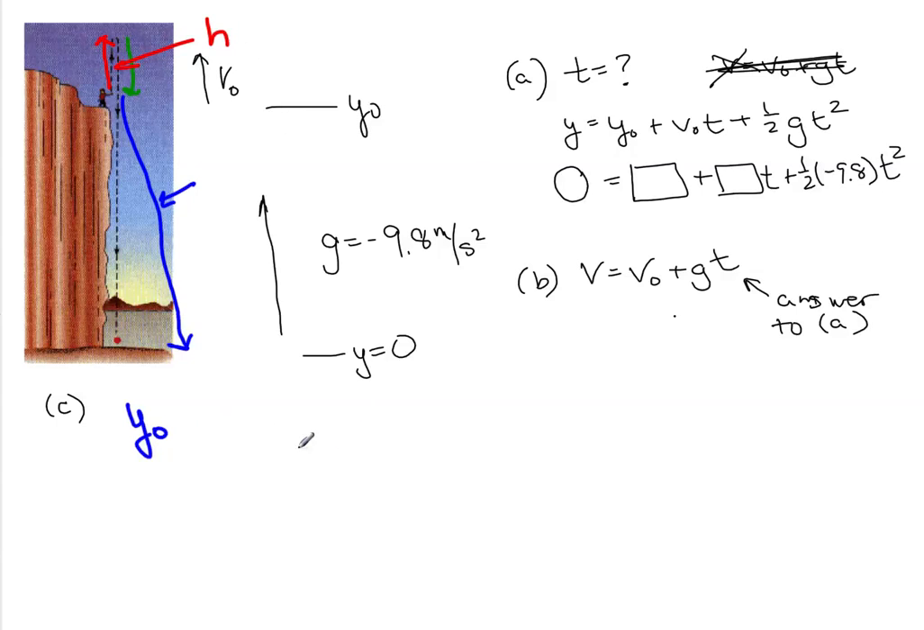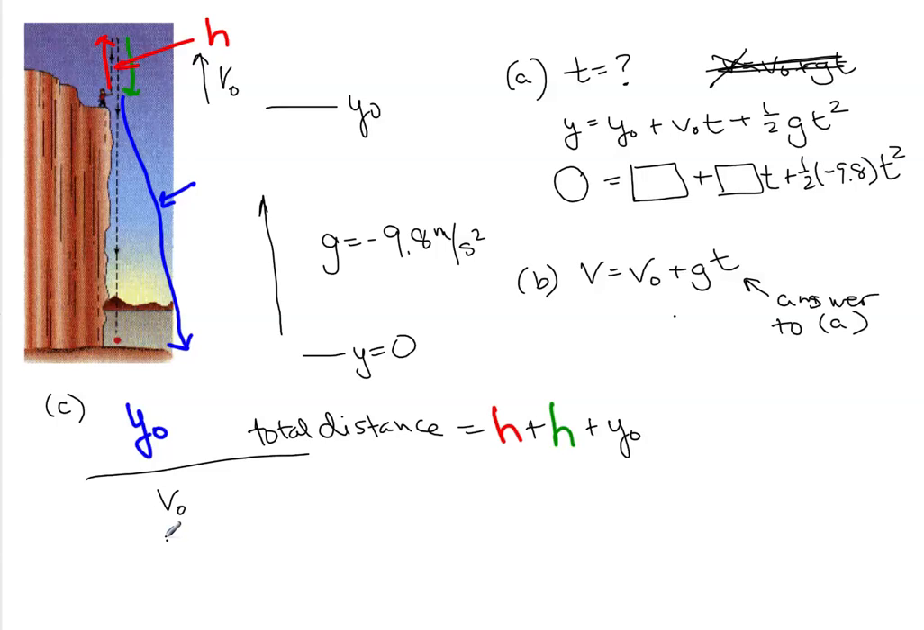So the total distance is the red H plus the green H, which is the same amount, right? So we don't have to calculate that separately, plus Y naught that we already know. So all we essentially need to do is to find H to be able to finish this. So let's have a look at this on the way up thing. For on the way up, we have V naught, and we know the V at the very top there because the V at the top has to be equal to 0.